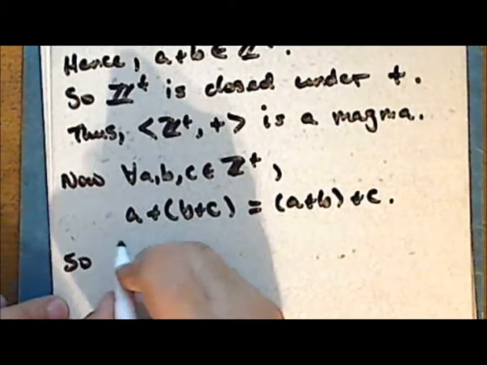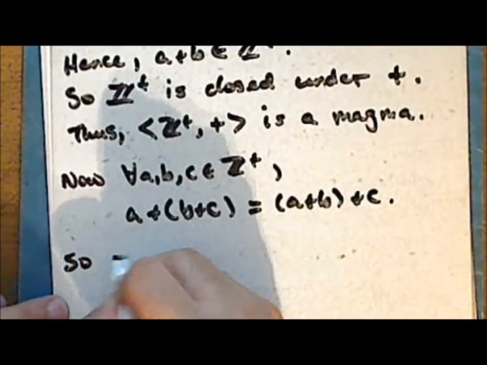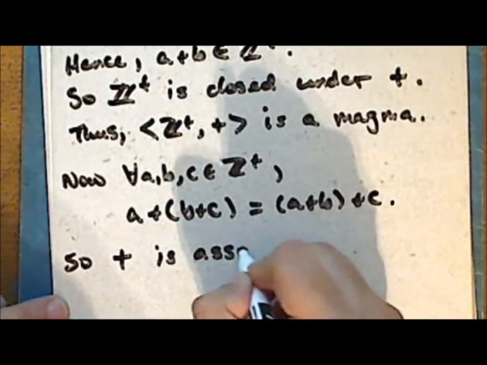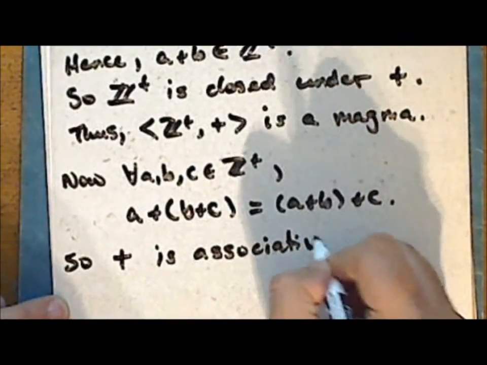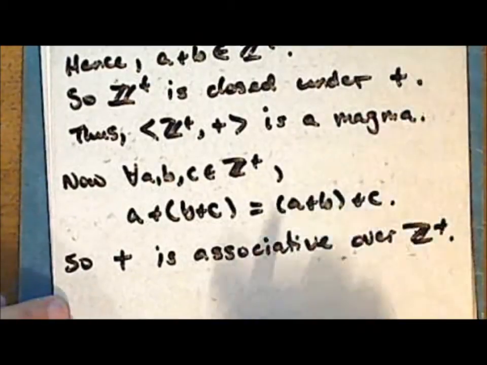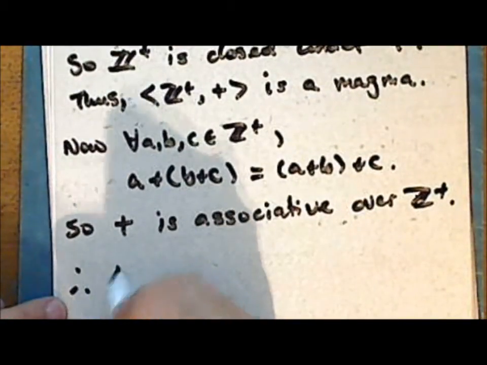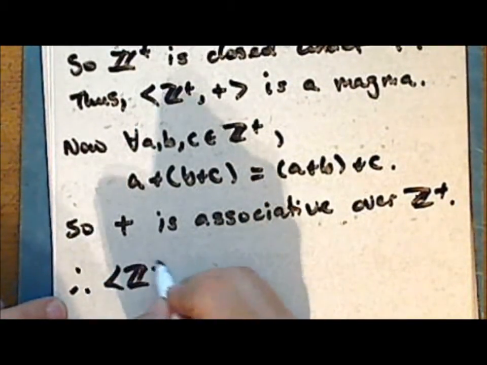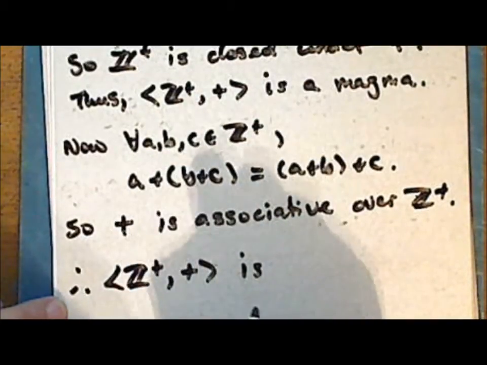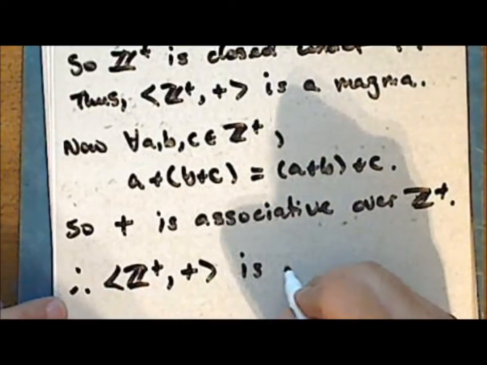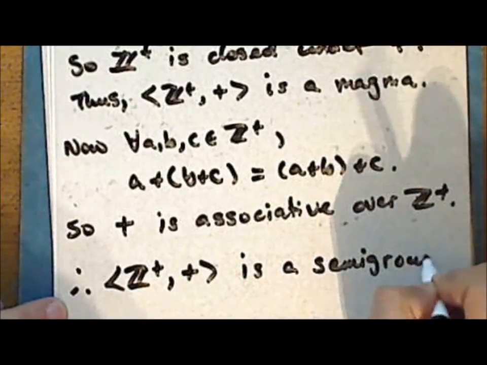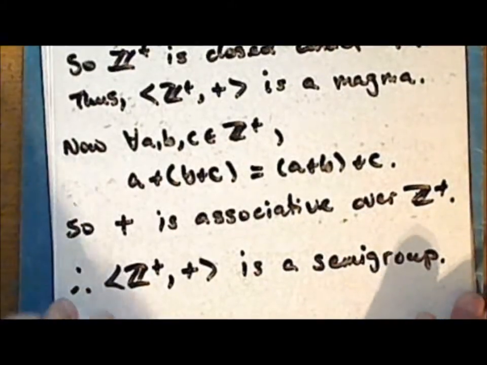And so the operation of addition is associative over the set of positive integers. And so the structure consisting of the positive integers together with normal addition is an associative magma and is therefore a semigroup. All right?